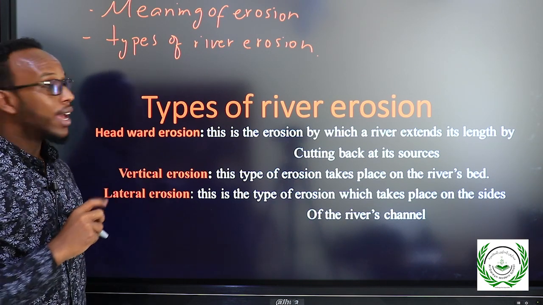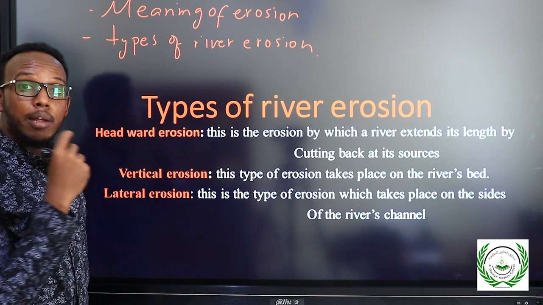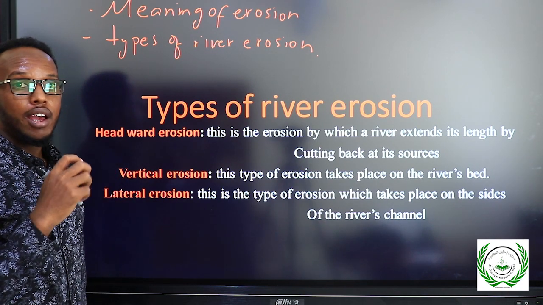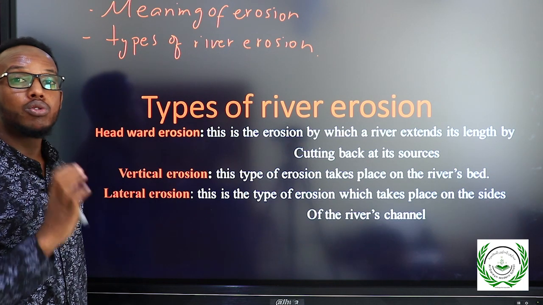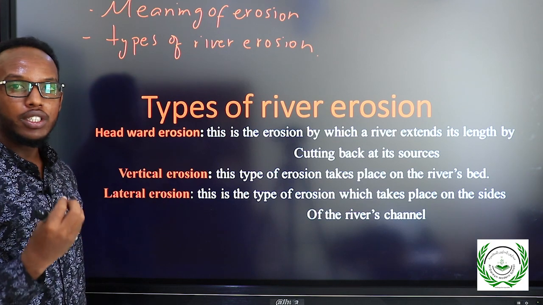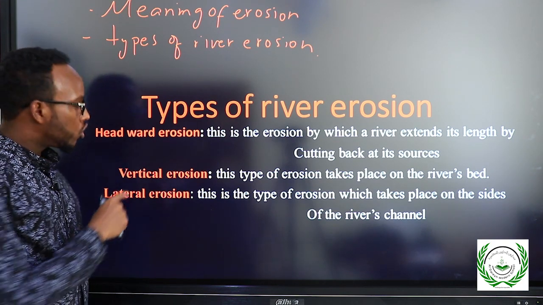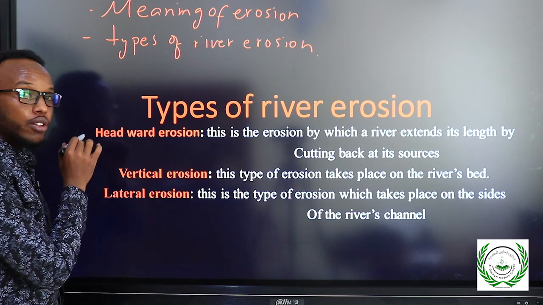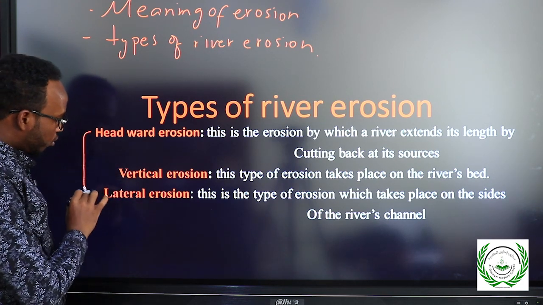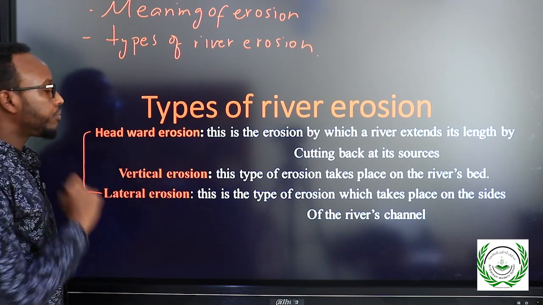Maanta waxaanu eegaynaa types of river erosions. Nabaad guurka saxda ah ama saddexda hab ee nabaad guur ee ka dhaca webiga. What are the three types of erosions that happen or occur in the river? So basically these are the three types of erosions that happen in the river.